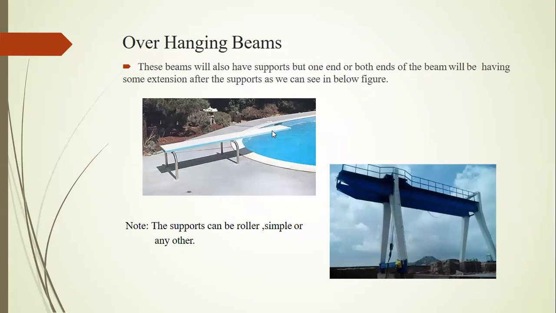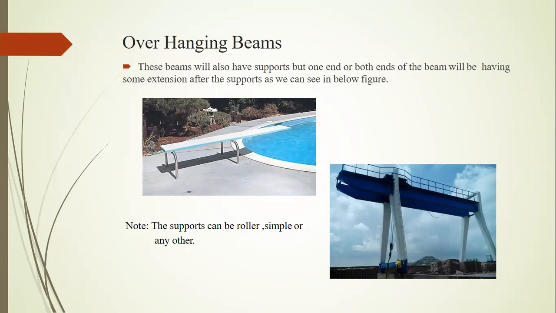Next one is the overhanging beam. If the beam is extended over the support on one side or on both sides, then such types of beams are called overhanging beams. In overhanging beams, these supports may be simple supports, or roller supports, or any other supports, like hinged support. Even though it is hinged, the reaction will be only one.